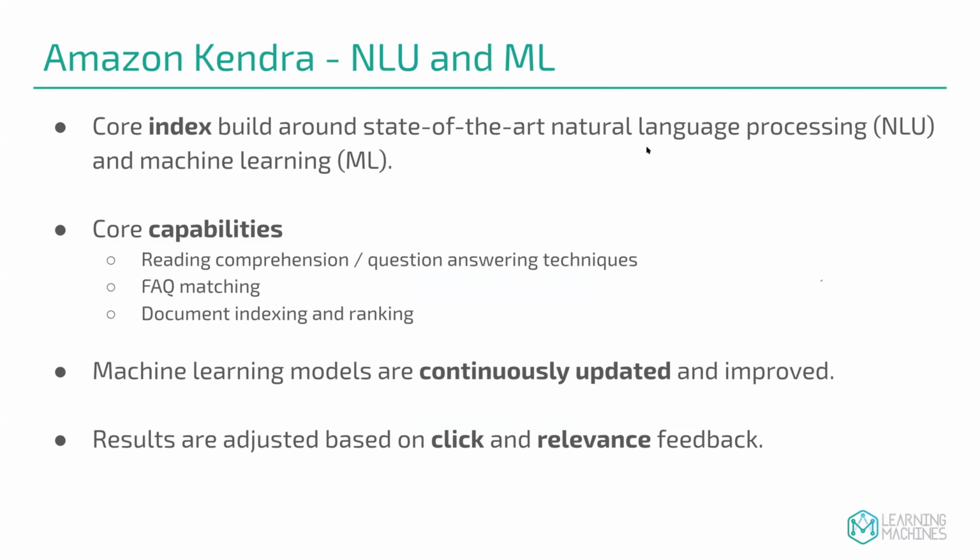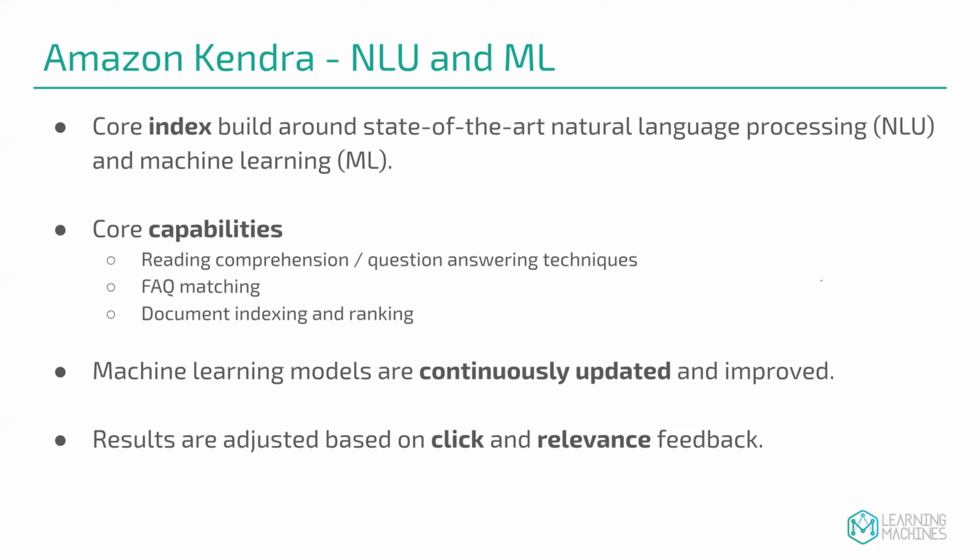Now, this index is based around some of the newest state-of-the-art language processing and machine learning models. And it gives you three main capabilities. The first one being the ability to read documents. So basically to gain some understanding of what is meant by the content within a document. And based on that, it then generates the ability for you to give answers to commonly asked questions. Secondly, there's FAQ matching. So you can specify certain frequently asked questions, and then it will look up the answers to those questions within the FAQs.